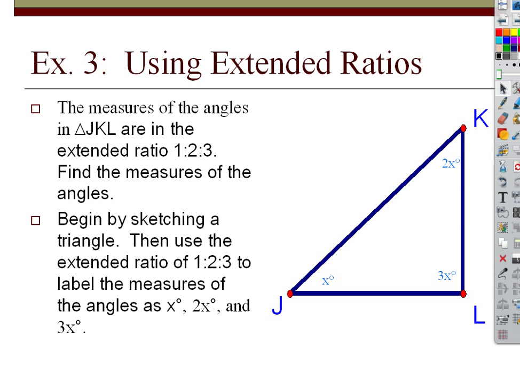Okay, for example, what's the ratio of the measure of angle J to the measure of angle K? 1 to 2. Good. J to K goes 1 to 2. What's the ratio of the measure of angle J to the measure of angle L? 1 to 3. Good. What's the ratio of the measure of angle K to the measure of angle L? 2 to 3. So we get all that information included in that one extended ratio.